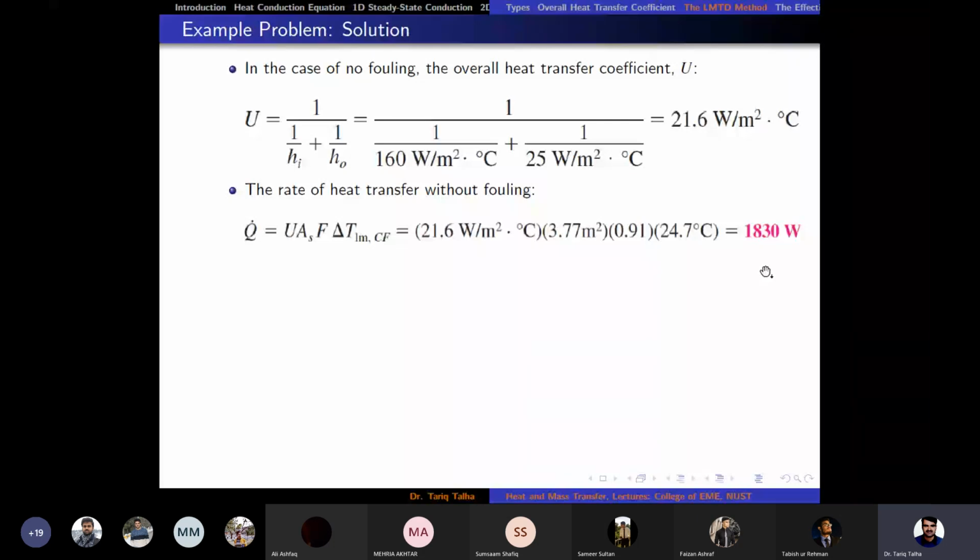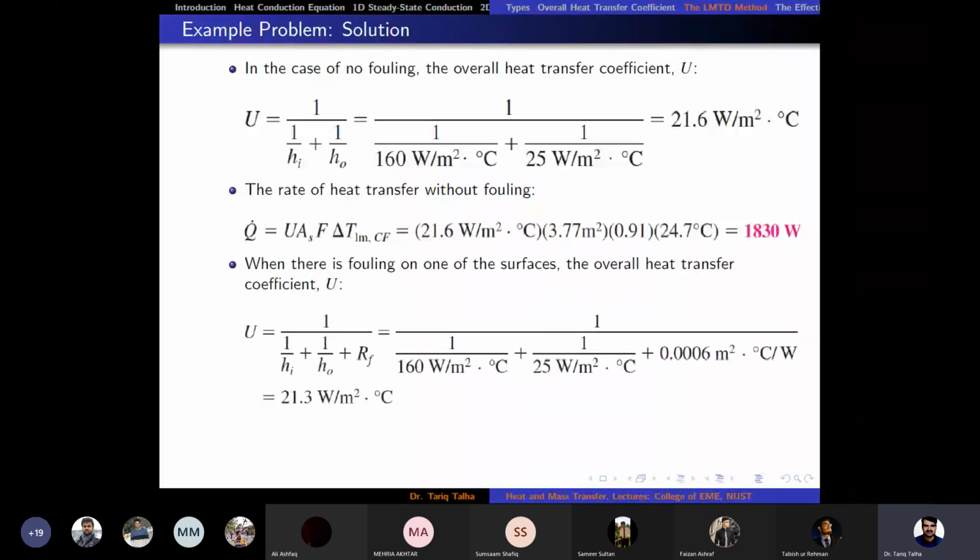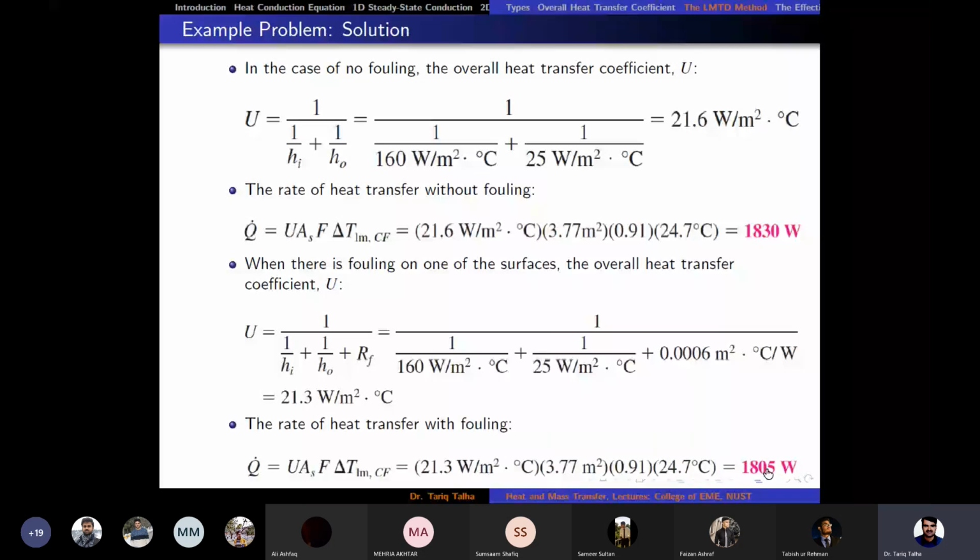Now, the second case is that we need to consider fouling as well. The fouling factor is given as 0.006. If we do that, the U value is now a little bit less. So U value comes out to be 21.3 and Q dot comes out to be 1805. It was 1830. So about 25 watt of heat is being lost due to the fouling of those tubes.